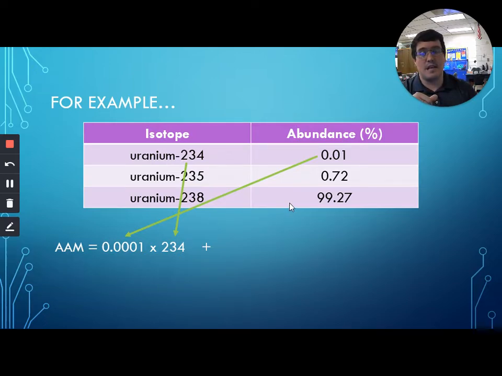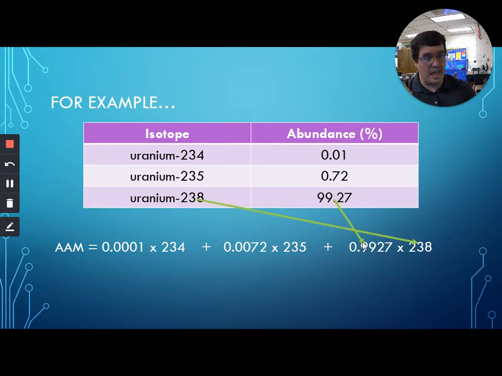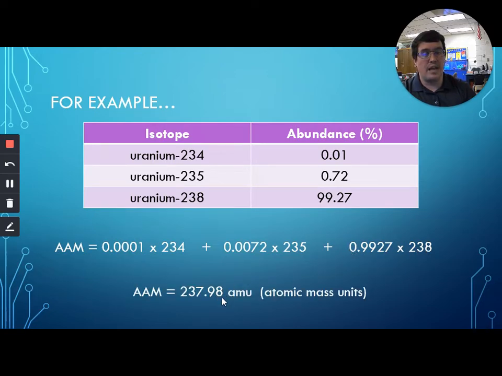Add to that the same stuff for the second isotope. Again, we've got 0.72. Oops, did them in not quite the same order. 0.72 divided by 100 is 0.0072 times 235, plus the abundance of this one, again divided by 100. So we get 0.9927 times 238. Plug all that into your calculator: 0.0001 times 234 plus 0.0072 times 235 plus 0.9927 times 238, and you get 237.98 AMUs.